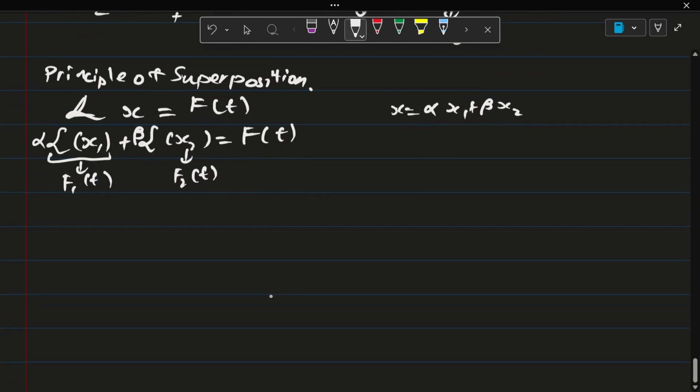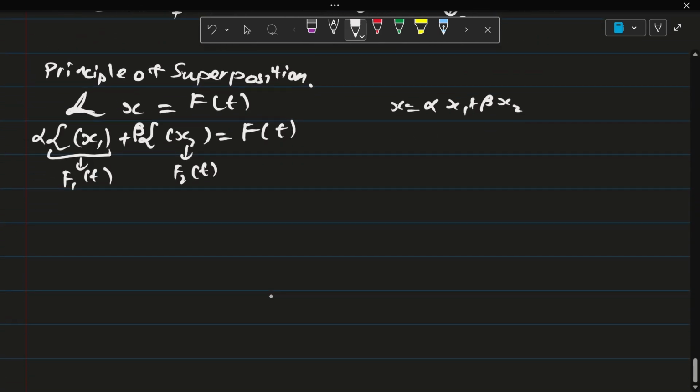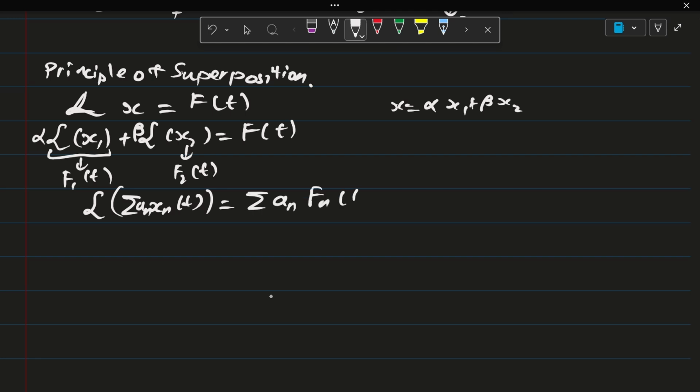So what I showed here is that if you have the operator of a collection of equations of motion, x_n(t), with the coefficients a_n at the front, this would equal the sum of a_n multiplied by the function f_n(t), in which the operator of such a function would result in the f_n(t). This is what we call the principle of superposition in here.